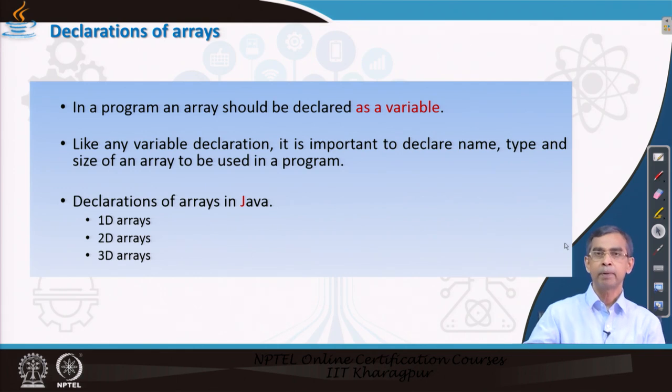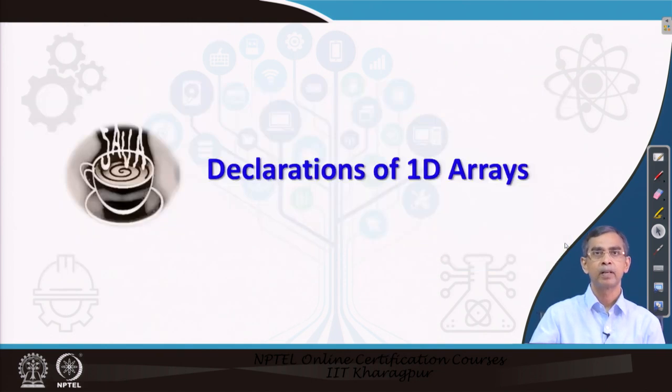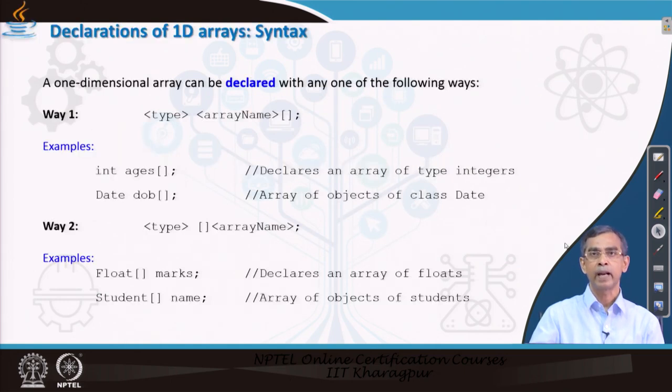Now, there are obviously different syntaxes to be followed in order to declare different types of arrays, like one dimensional array, two dimensional array, three dimensional array. In fact, Java supports any dimension of array, but we shall not discuss higher dimensional array declaration. We shall limit our discussion only up to 3D arrays, and operations on the arrays we shall discuss up to 2D arrays. Now, let us consider first the declaration of 1D array.